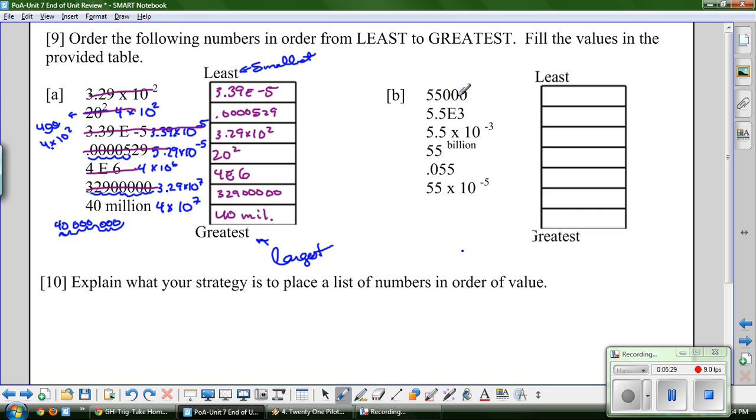5.5 e to the third. Well, check this out. What that means is times 10 to the third. Bump that guy over 3 times. That's what that 3 means. Fill them in with zeros. This is 5,500. 5.5 times 10 to the negative third. So 5.5, 10 to the negative third means bump it this way 3 times. Fill those guys in with zeros. So that'll be 0.0055.